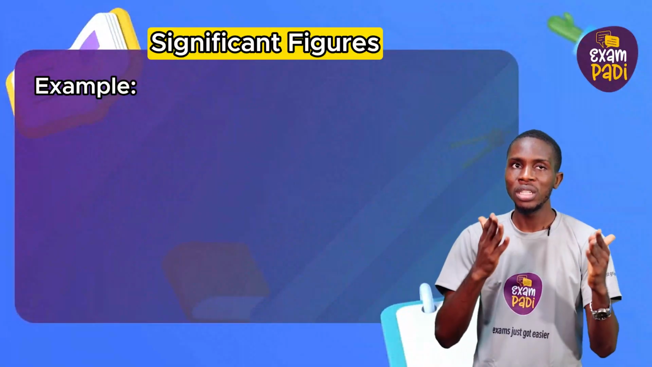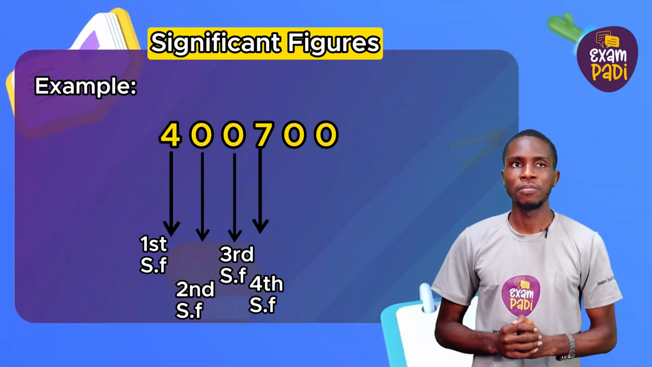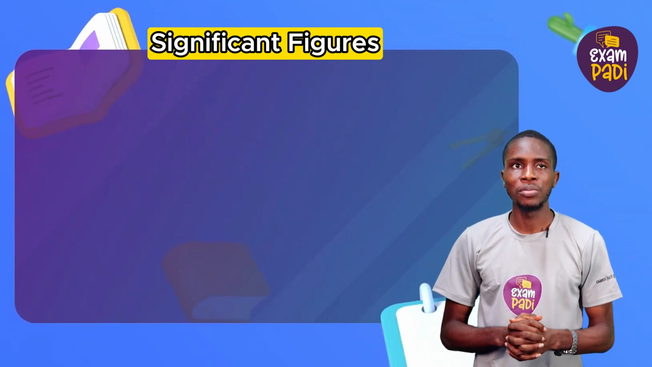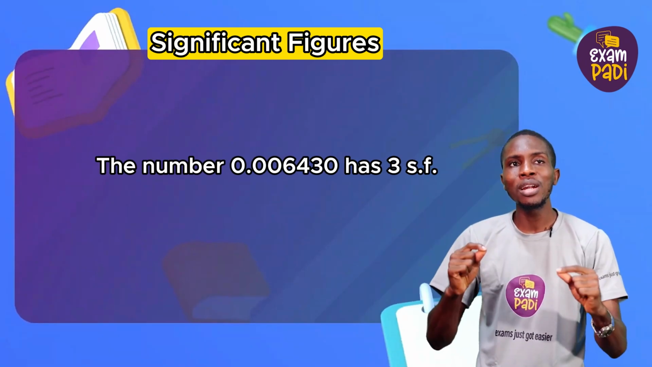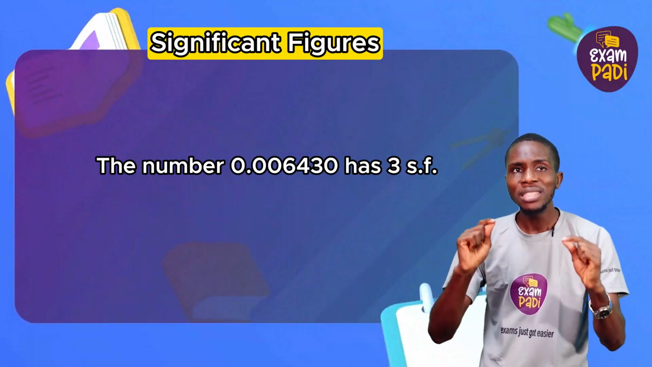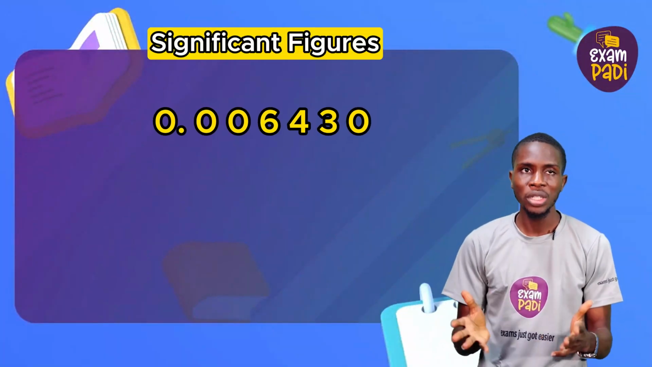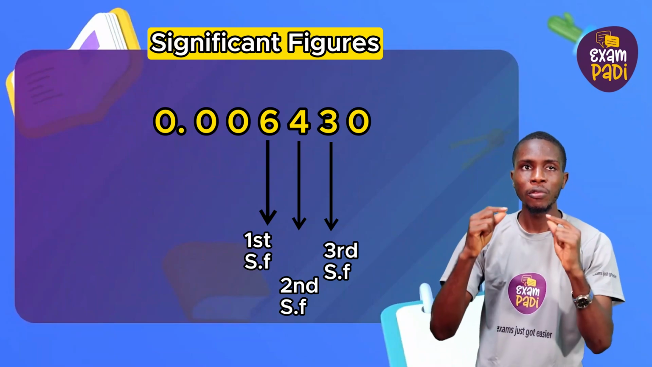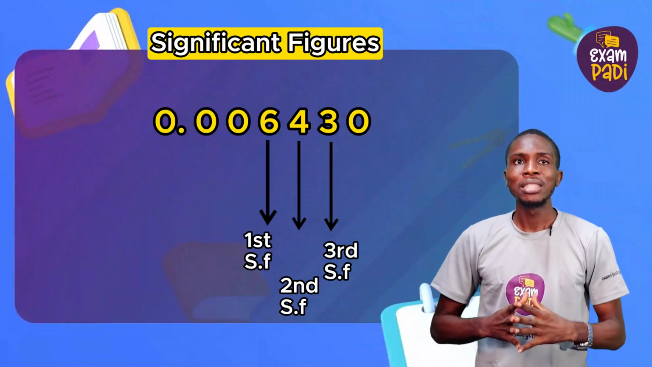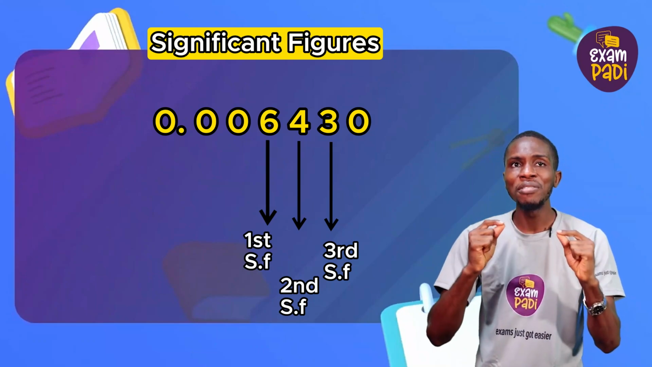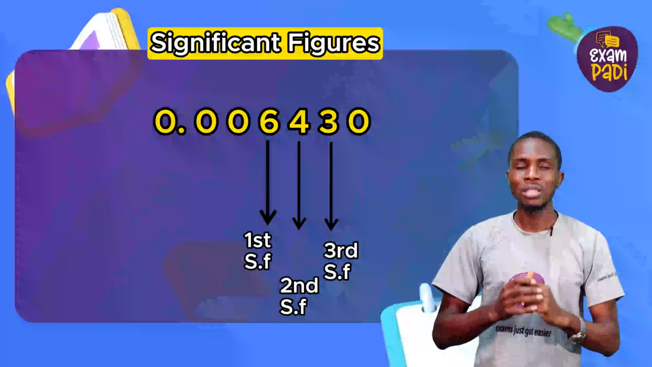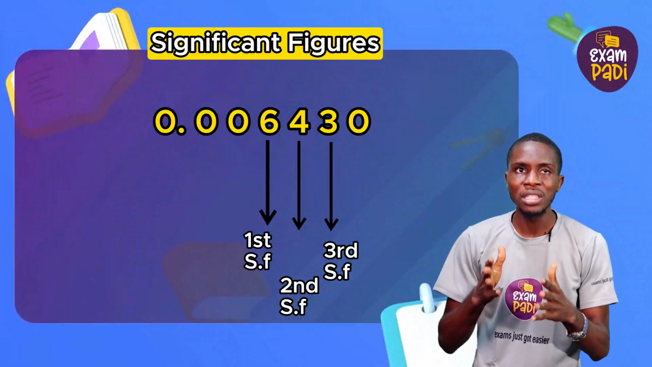An example is displayed in this image. Let's take a look at numbers less than 1. The number 0.006430 has 3 significant figures, which are 6, 4, and 3. Just as I stated earlier, numbers that have 0 at the end are not significant. It can only be significant if it is in between.